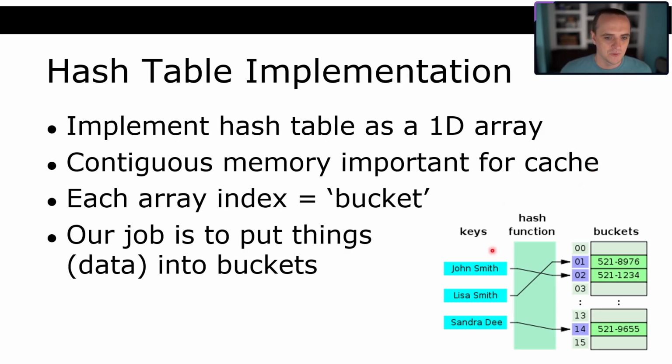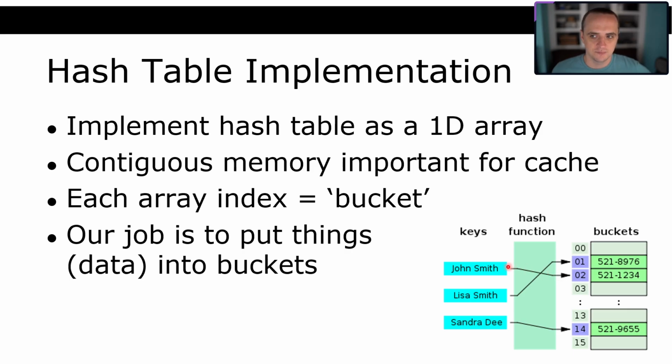So let's say that what we want to do is make a phone book. This is a phone book example down here. What we want to do is take people's names, hash them, and then store their phone numbers in the buckets of our data. So we're going to take John Smith, for example.